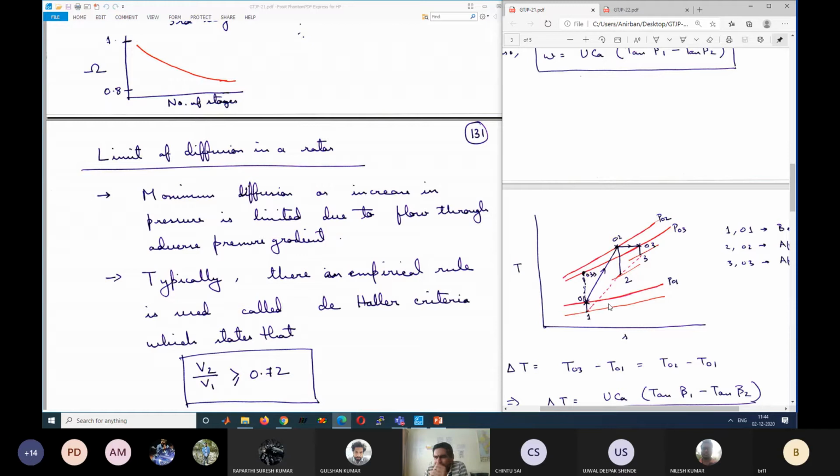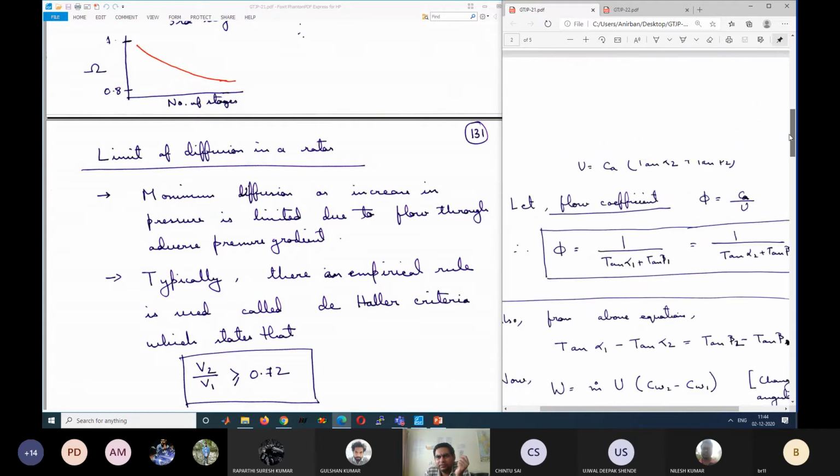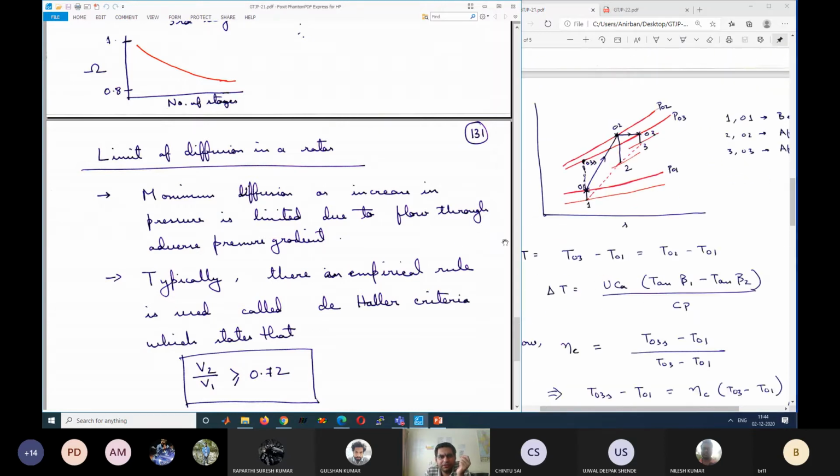And this change in the static temperature and pressure in the rotor, can somebody tell me how is T2 minus T1 related to the velocity diagram? How is, let me open this, okay.